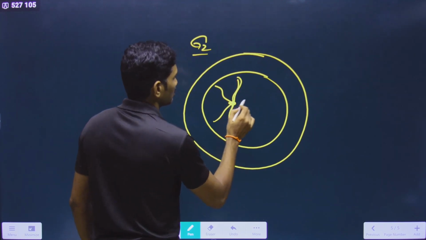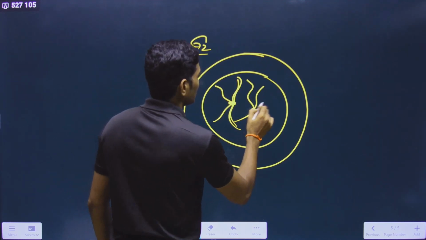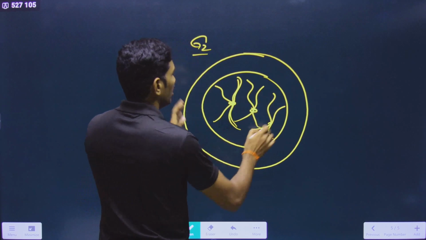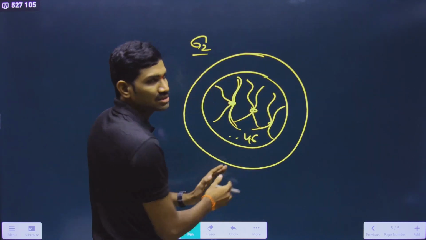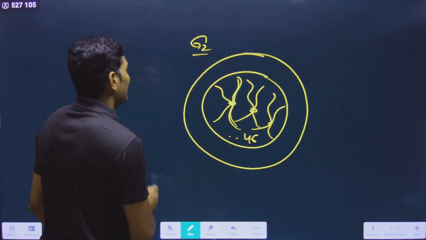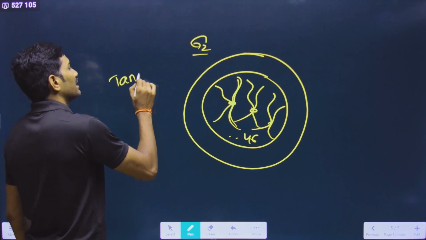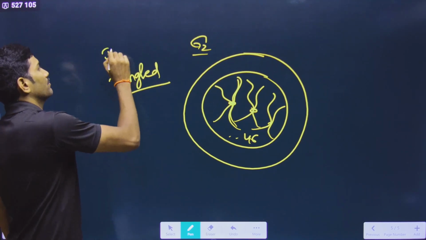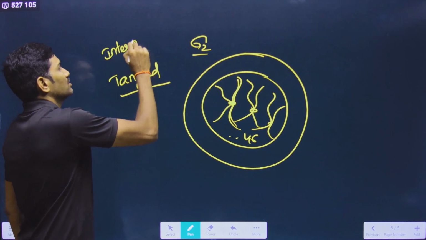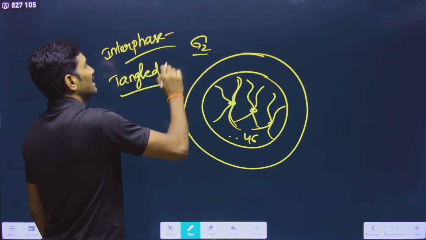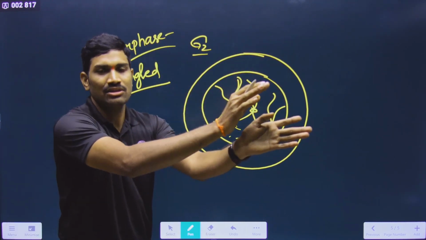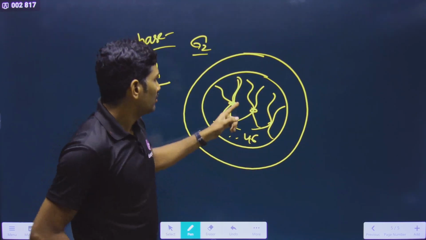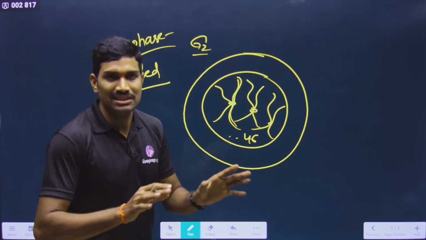Double. You need to attach. Don't forget this. Like this, they are present. Like this, they are present. So in this, all the 46 are distributed. And since all these are thread-like, they got tangled. When are they tangled? In the interphase. In the interphase, all these chromatin threads are tangled. They are like this. So they are like a big mess-like structure.